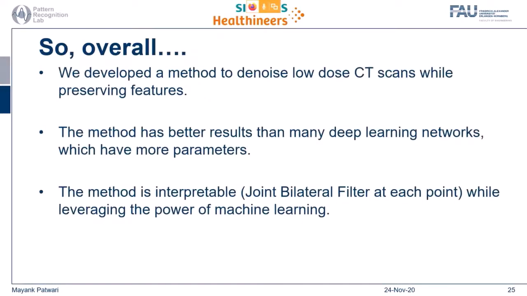And in the end, we developed a method to denoise low-dose CT scans while preserving the features. And this method has better results than our deep learning networks, which have, as I told you, hundreds of millions of parameters in many cases. And the nice thing is that we can interpret how this method works. At each point it is just doing a filtering, and we know how this filter works. We have several years of experience. And we still get to use the power of machine learning, in our case reinforcement learning, to supercharge our filter to get the best denoising results.